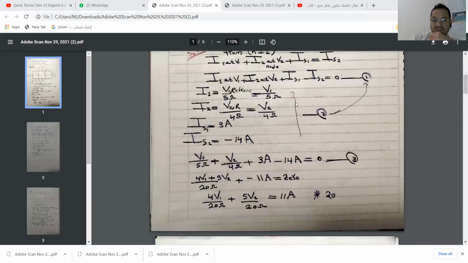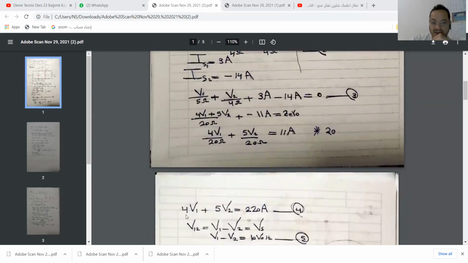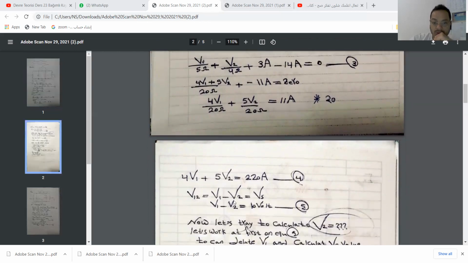We put all of these results into equation number 1 to write equation number 3, like that. After that, we simplify equation number 3 more to be like that: 4V1 plus 5V2 equals 220 ampere.